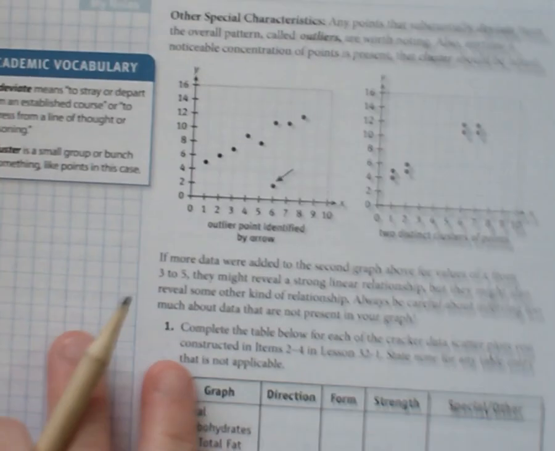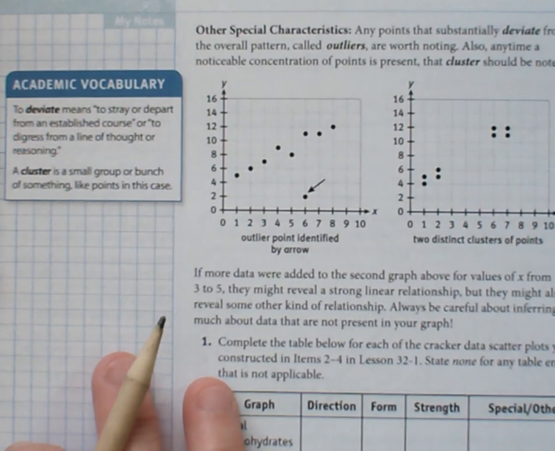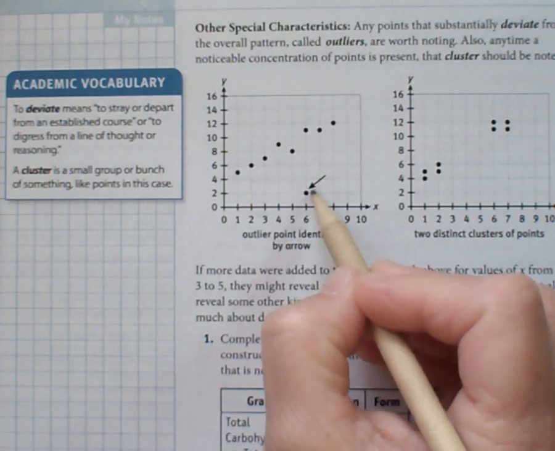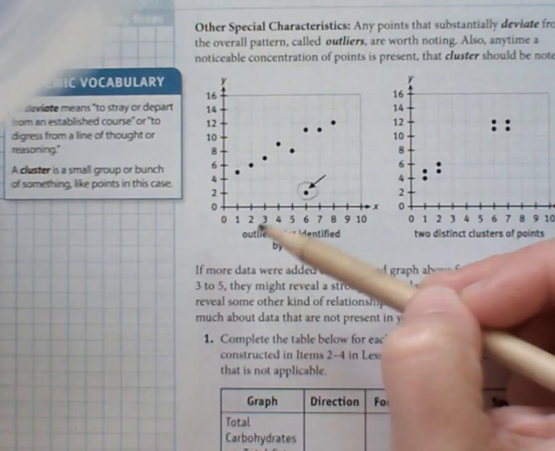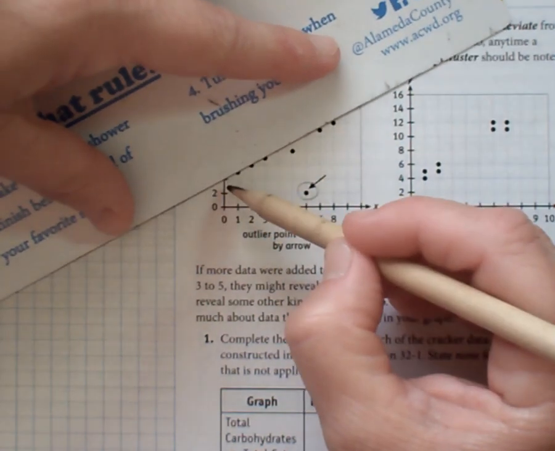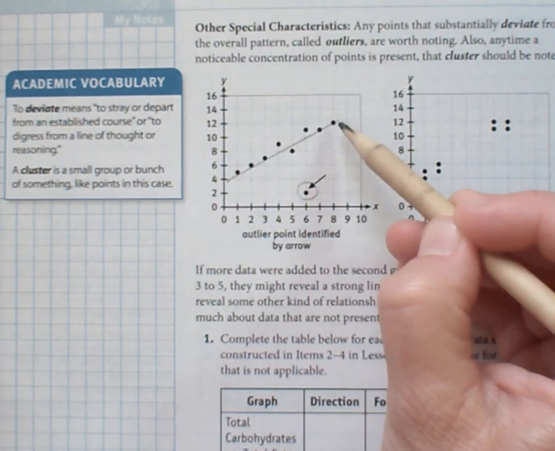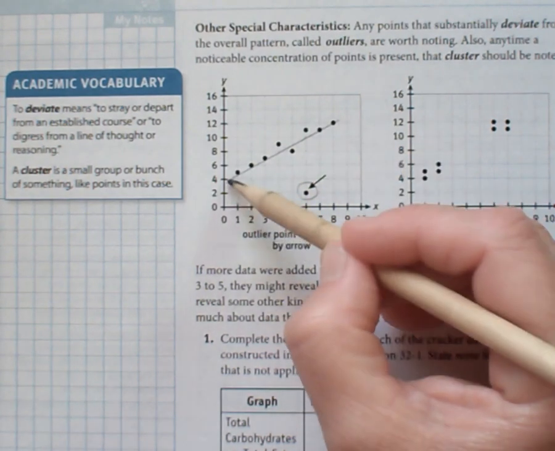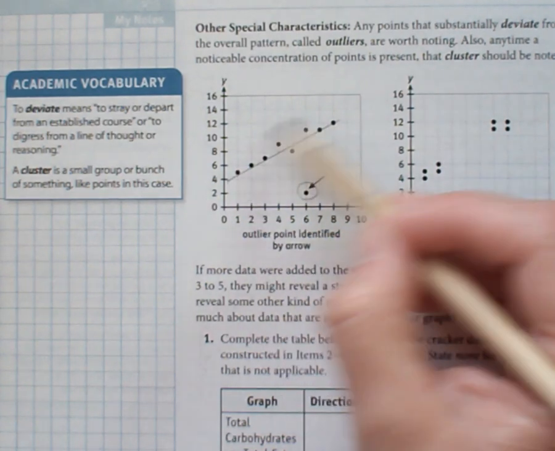All right, next page. The other thing I need you to keep an eye out for is special characteristics. So there are two special characteristics that you might see. One is an outlier. So here we have our scatter plot. I would say it's linear. So the form is linear. These points are basically following a straight line. I would say the association is positive. As x is increasing, y is also increasing. And I would say it's pretty darn strong.